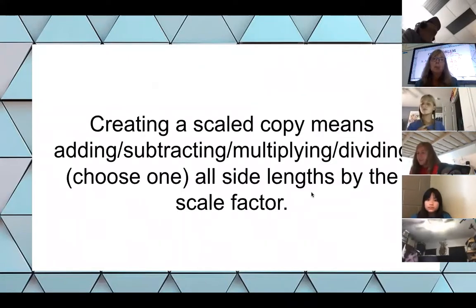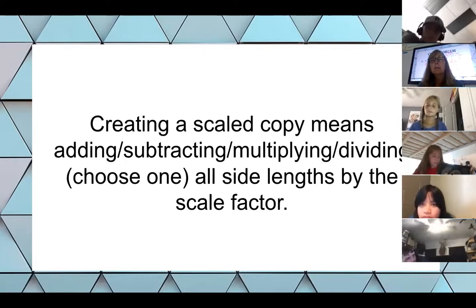All right, so we did the chat problem. So what do you think we should choose? Creating a scaled copy means, are we going to choose adding, subtracting, multiplying, or dividing all sides by the scale factor? So, multiplying. Oh, I heard multiplying.